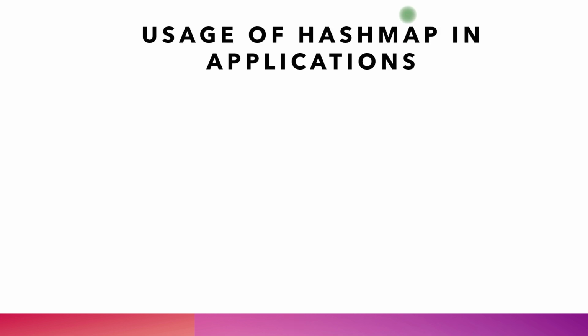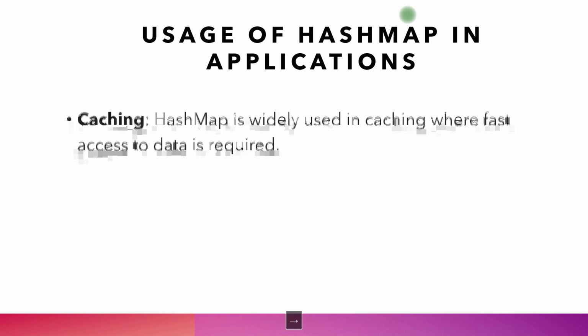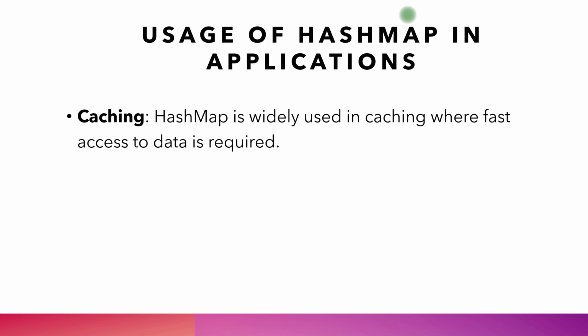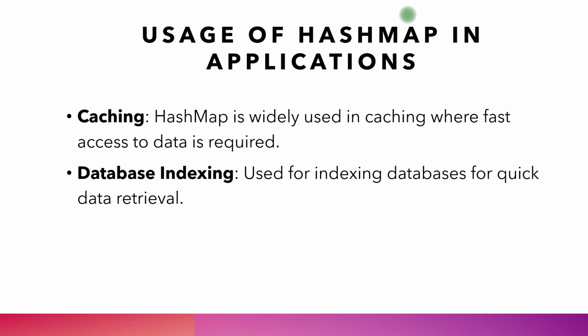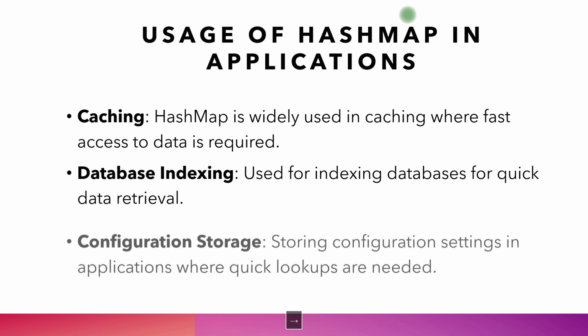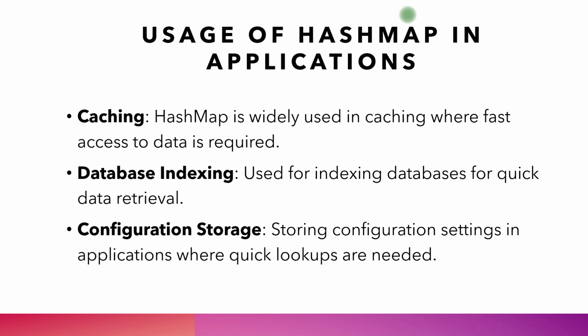Coming to the usage of HashMap in real-time applications, in software in the industry. Let's cover one by one. Caching: caching is essentially key value, right? So HashMap is widely used in that case. Database indexing: used for indexing databases for quick data retrieval. Configuration storage: we have key value configurations that need to be stored. HashMap is used a lot there because we need a very quick and performant data structure.